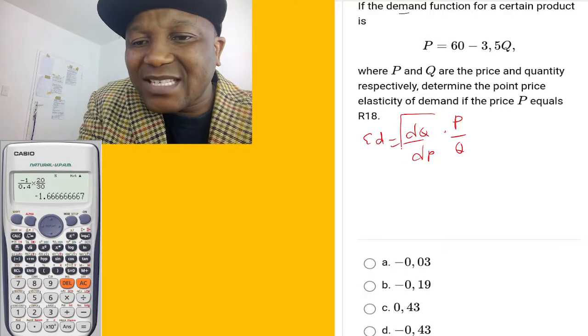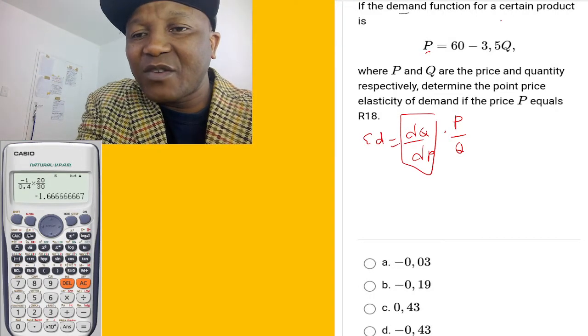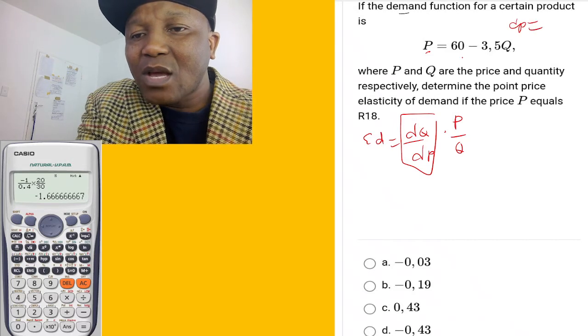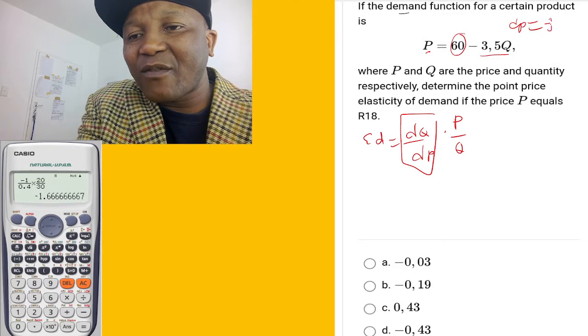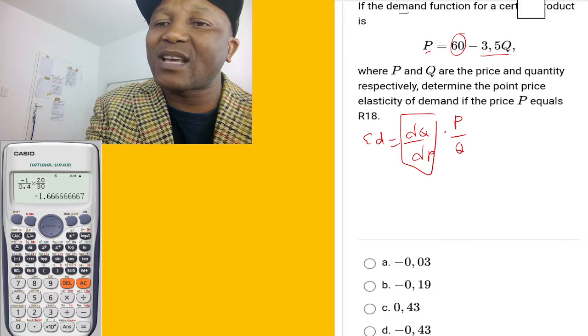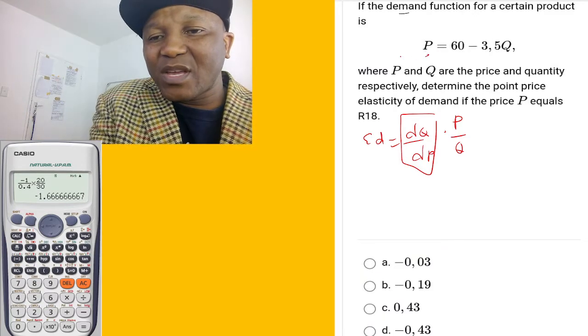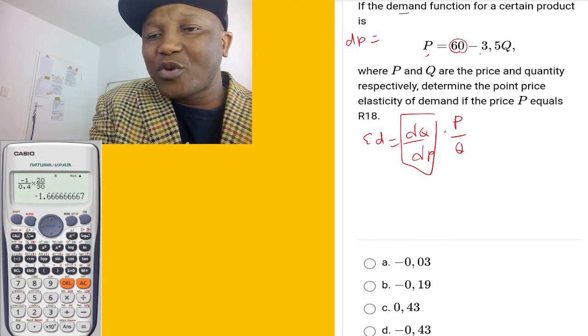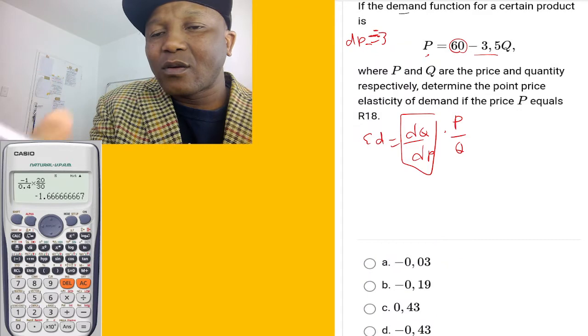So then let's find dq over dp. Let me differentiate. If you differentiate p, you get dp, and then 6 is going to be 0, and then when you differentiate negative 3.5 q, it's going to be negative 3.5. Sorry, I don't know why I'm not writing that now. When you differentiate p, it becomes dp. When you differentiate 6, you get 0. When you differentiate negative 3.5 q, it's going to be negative. I'm going to write negative.